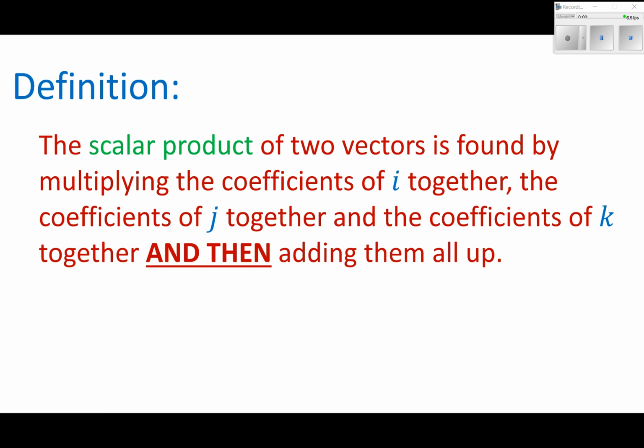So the formal definition: the scalar product of two vectors is found by multiplying the coefficients of i together, the coefficients of j together, and the coefficients of k together, and then adding all of those up. So you're only going to look at the coefficients on the i's. We're going to multiply those, get a number. The coefficients on j, multiply those, get a number. The coefficients on k, multiply those, get a number. All three numbers added up will be the dot product or the scalar product.